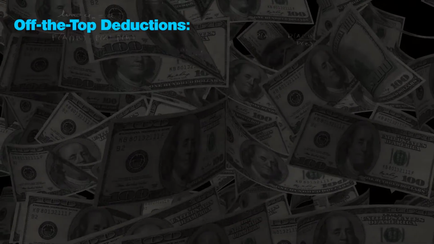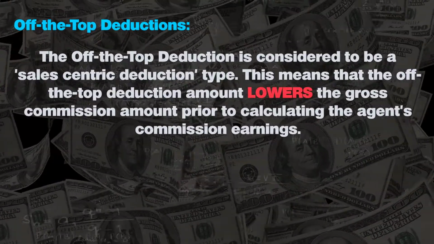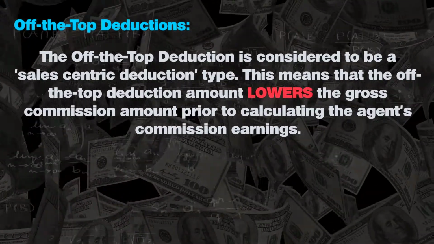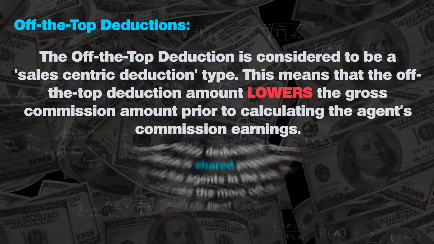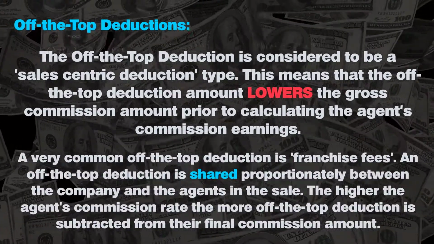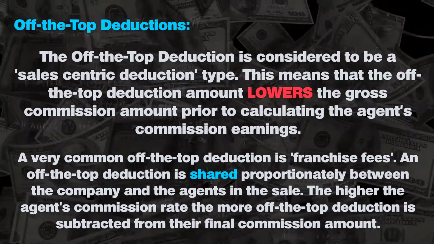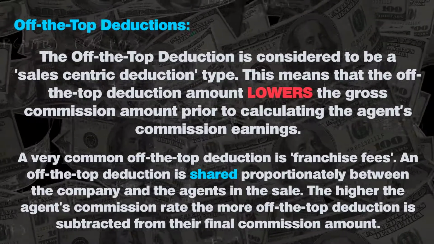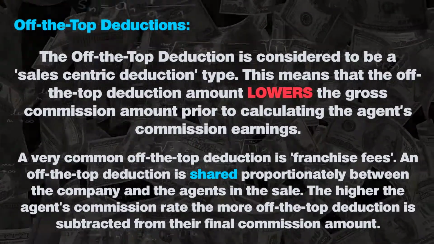Off-the-top deductions. The off-the-top deduction is considered to be a sales-centric deduction type. This means that the off-the-top deduction lowers the gross commission amount prior to calculating the agent's commission earnings. A very common off-the-top deduction is franchise fees. An off-the-top deduction is shared proportionally between the company and the agents in the sale. The higher the agent's commission rate, the more the off-the-top deduction is subtracted from their final commission amount.